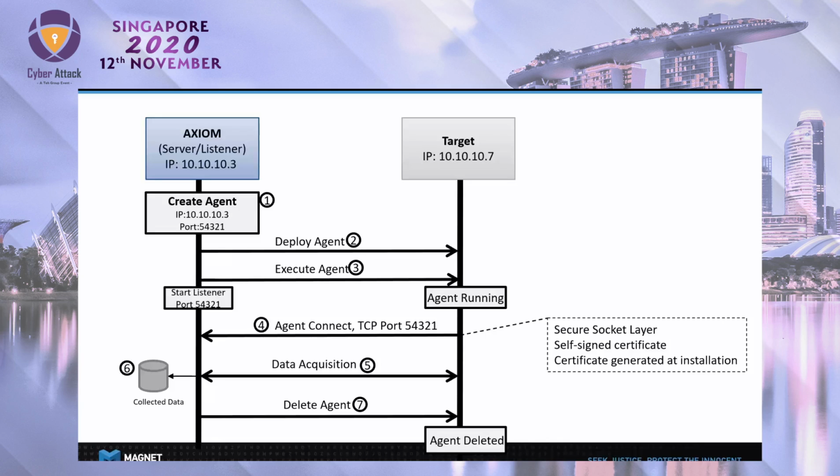So step number one, you can see there is creation of the agent. You can see that the agent actually has the IP address of the workstation that has the Axiom server on it, which in this case is 10.10.10.3. And it also has a port number. You can choose any port you like within the range of user ports, as long as it's not already being used. And that information will be used again to dial back to that Axiom listener.